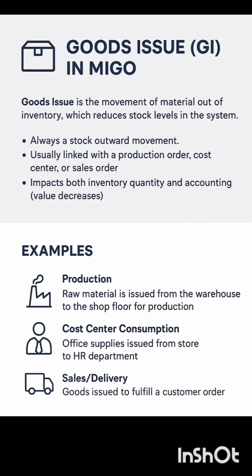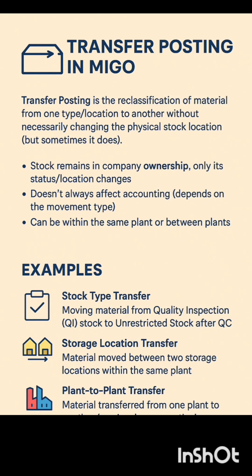Another important use of MIGO is transfer posting. It is the reclassification of material from one type or location to another without necessarily changing the physical location of stock. Stock remains in the company's ownership, only its status or location changes, and it doesn't always affect accounting. It can be within the same plant or between different plants.